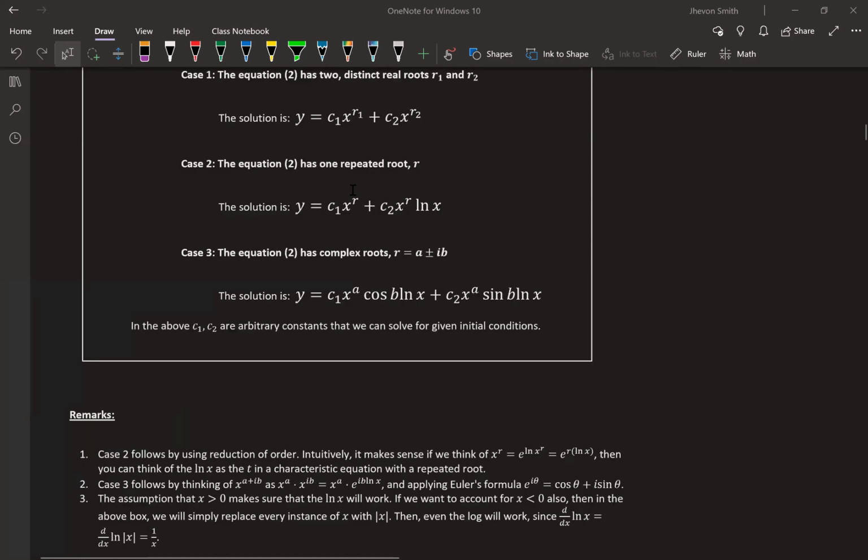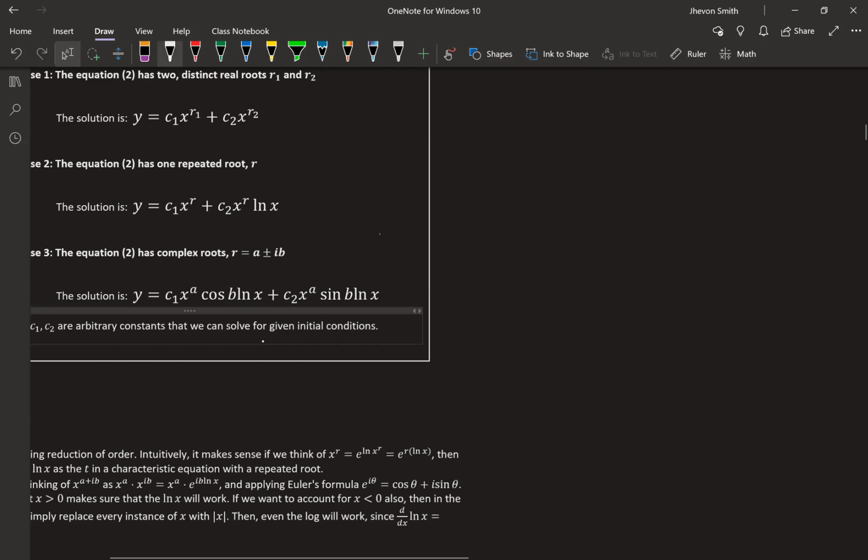So you get the x to the r, and then the second solution is given by ln of x times x to the r. If you have a complex solution, it breaks down into this whole thing right here, which again, by thinking of this in terms of exponentials and rewriting this as an exponential, is going to make sense, because I guess I need to talk about it here.